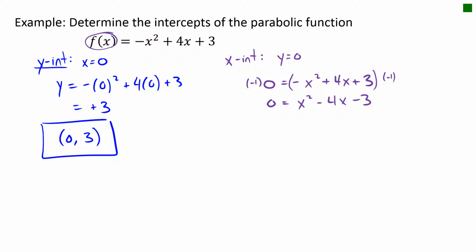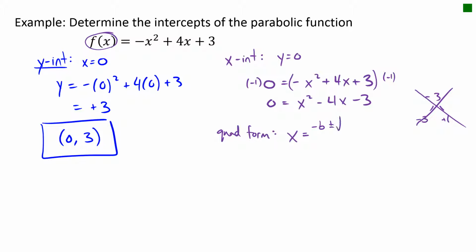So I'm looking for factors of -3 that add to -4. Well, I don't think so, because the only factors of 3 are 3 and 1. And even if I made one of them -3, the other factor would have to be +1, and that would add to -2, not -4. So I don't think I'm going to be able to solve this by factoring. I'm going to have to try the quadratic formula. So let's go ahead and run through the quadratic formula.